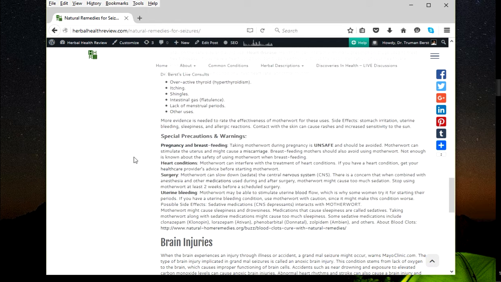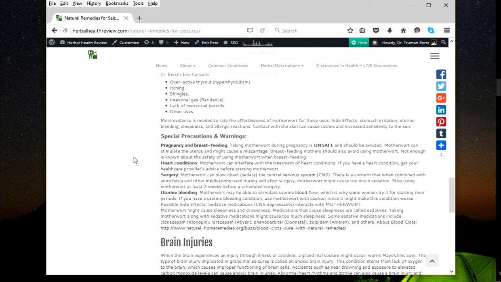And special precautions and warnings with motherwort: pregnancy and breastfeeding. Taking motherwort during pregnancy is unsafe, and it should be avoided. So motherwort is not something you'd use during pregnancy at all. Motherwort can stimulate the uterus, and it may cause miscarriage, and you need to know that. And breastfeeding mothers should also avoid using motherwort. Not enough is known about the safety of using motherwort when breastfeeding, because the baby is going to get it through the breast milk.